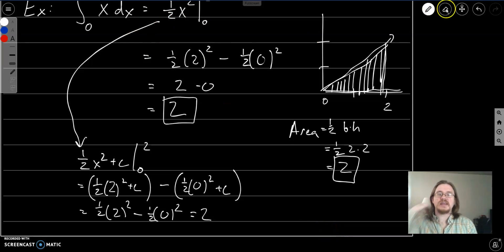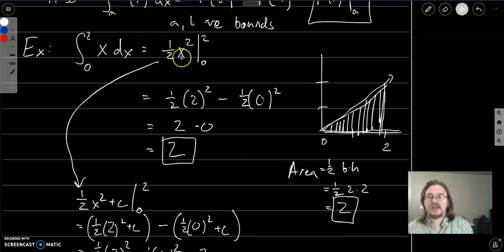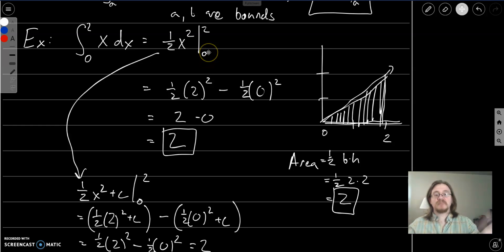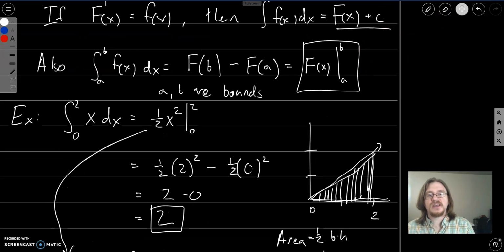So when we're taking a definite integral and we're plugging in our bounds, don't worry about c. They'll cancel out anyway. So that's one nice thing about taking a definite integral as opposed to an indefinite integral. We don't have to remember our plus c.